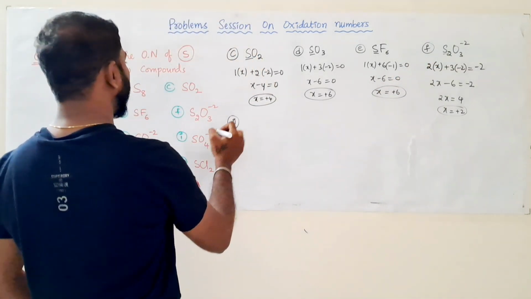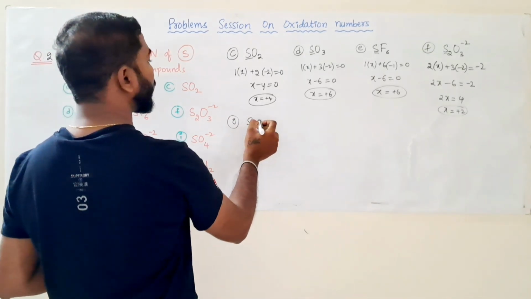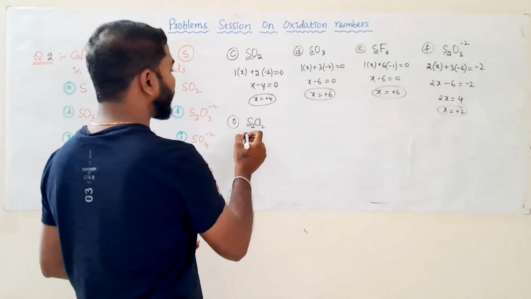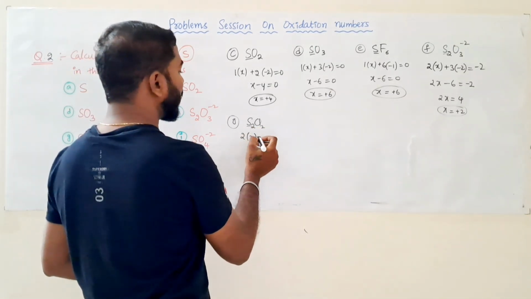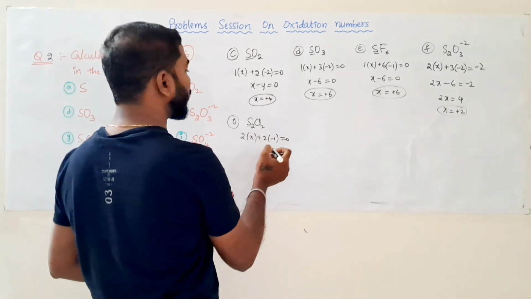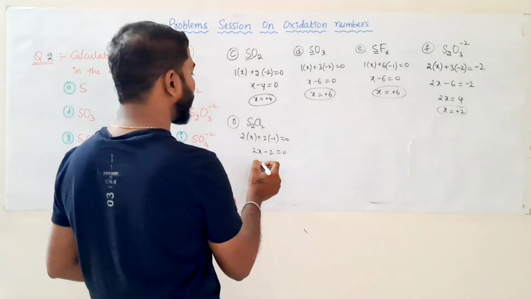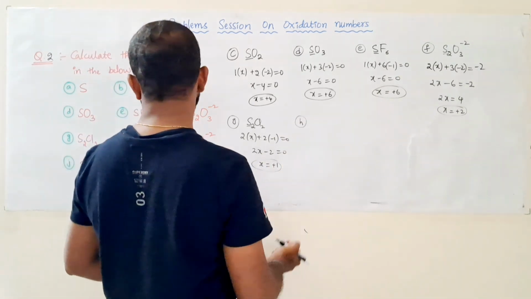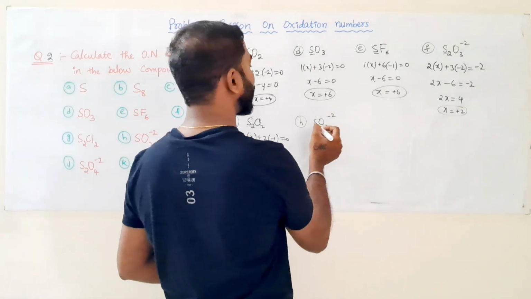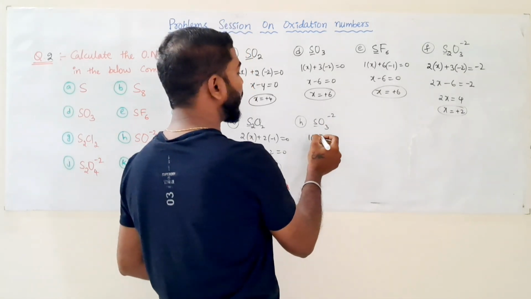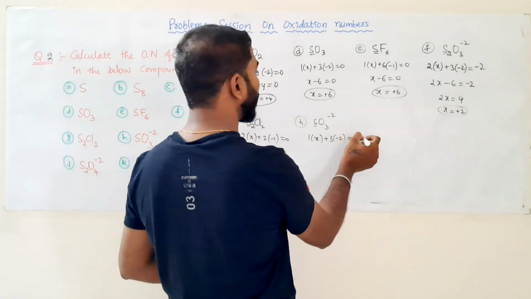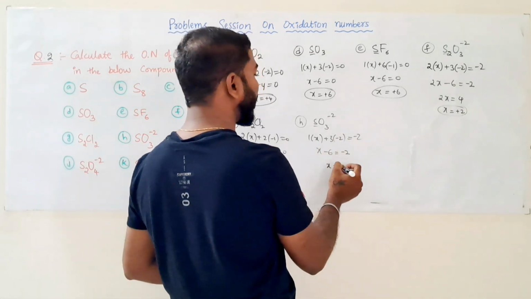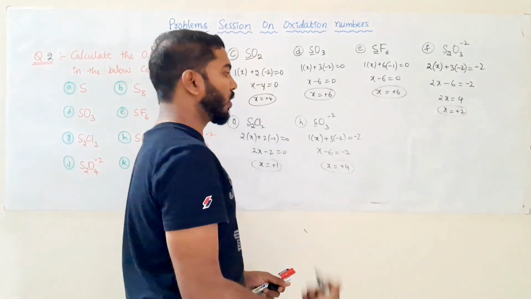And then next we have S2Cl2, that is disulfur dichloride. Okay, so sulfur's oxidation number is 2 into X plus 2 into minus 1 equal to 0, that is 2X minus 2 equal to 0. X value is going to come out as plus 1. And then similarly the next one is SO3 2-, the sulfite ion. So 1 into X plus 3 into minus 2 is equal to minus 2. So X minus 6 equal to minus 2. So the X value is going to come out as plus 4.